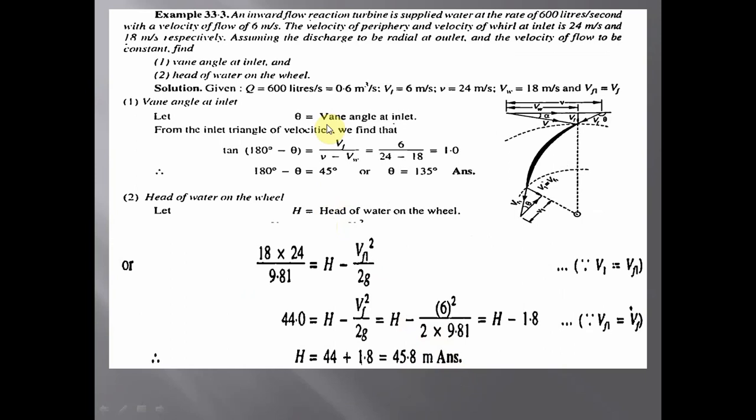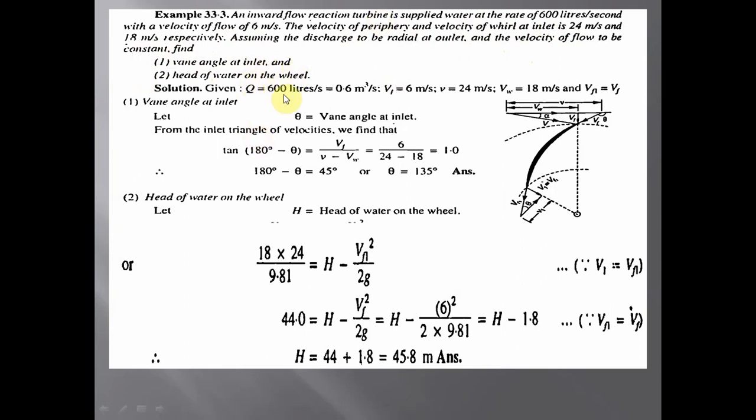Second problem. An inward flow reaction turbine is supplied with water at a rate of 600 liters per second, with a velocity of flow of 6 meters per second. The velocity of whirl and velocity of wheel at inlet are 18 meters per second and 24 meters per second respectively. Assume the discharge to be radial at outlet and the velocity of flow to be constant. Find the vane angle at inlet and the head of water on the wheel.